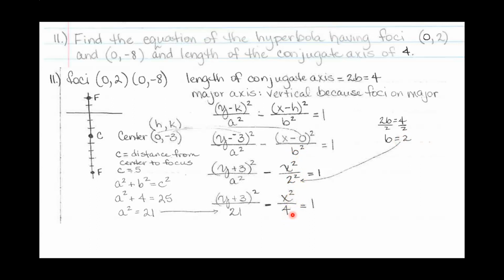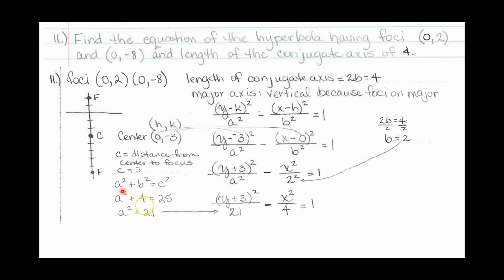We also know the distance from the center to the focus is our c value. So the distance from -3 to +2 is 5. So our c value is 5. So if b is 2 and c is 5, I can plug those in and use those to find a.